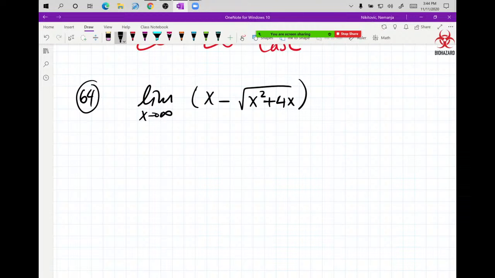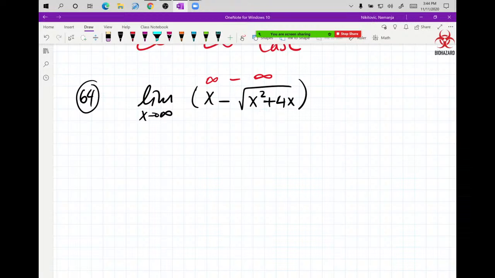So x minus square root of x squared plus 4x. So this is what we have. Now, when you do this substitution, which is infinity, you get square root of infinity, that's still infinity. So you do have infinity minus infinity.